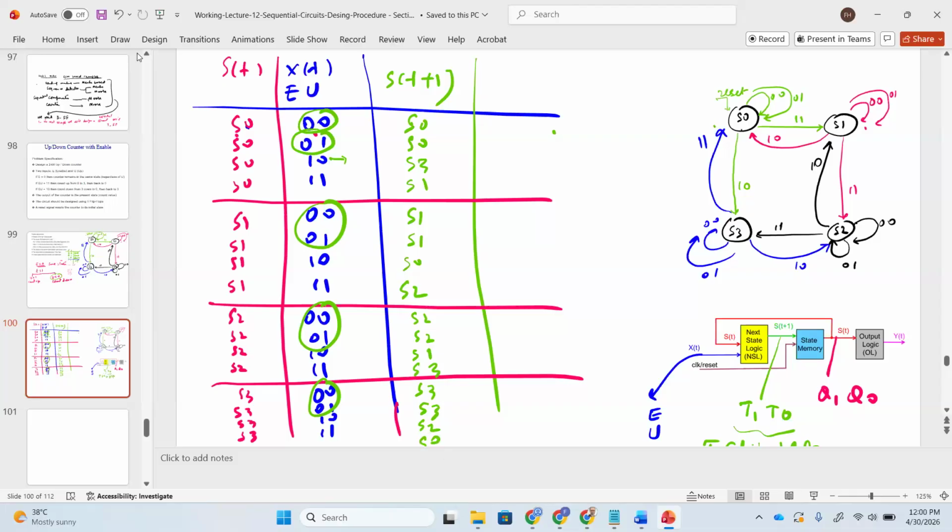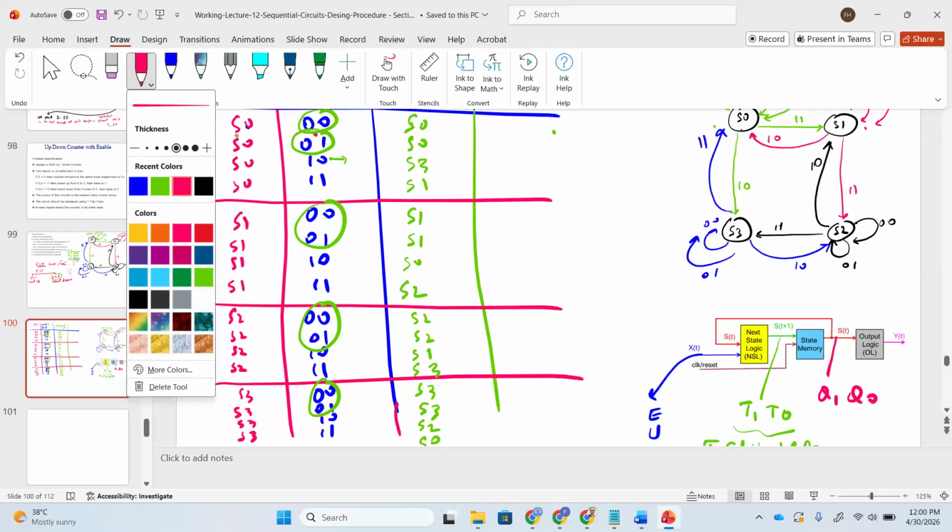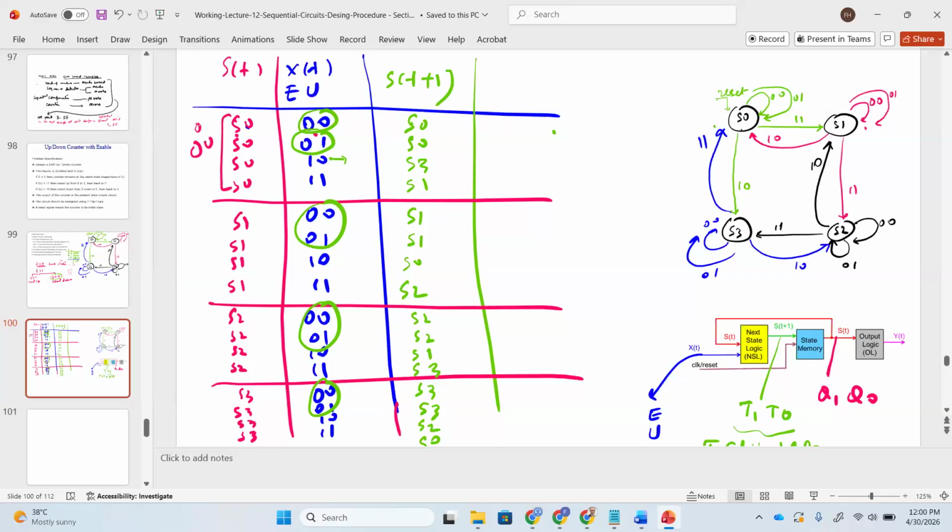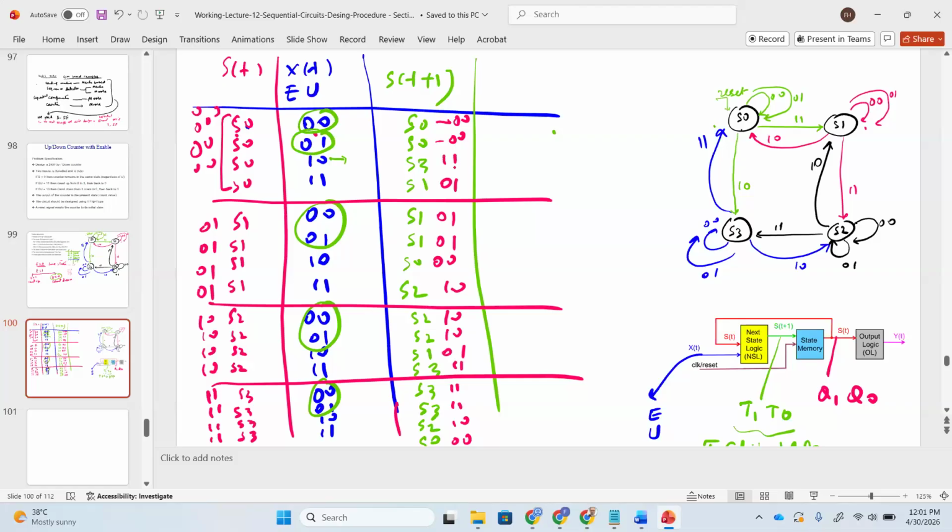Okay, now we do the state assignment. So this is 00, 01, 10, 11, and so on. Got it? Now can you see here, S0 is 00 for all rows, S1 is 01, S2 is 10, and S3 is 11. Clear or not clear? Any question? Clear. Okay, now this is very important.